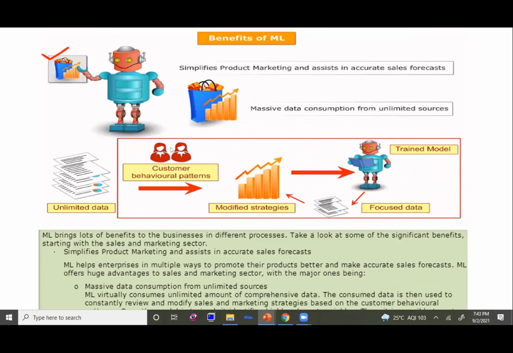Okay, now what are the benefits of machine learning? One example is that it simplifies product marketing and assists in accurate sales forecasts. Since we have kind of unlimited data, you never know how many people are there on Amazon, how many people are buying from Alibaba or eBay, right? So we have a lot of data. We can figure out customer behavior patterns, we can modify our strategies, we can train a specific model, and we can get some focused data, right?